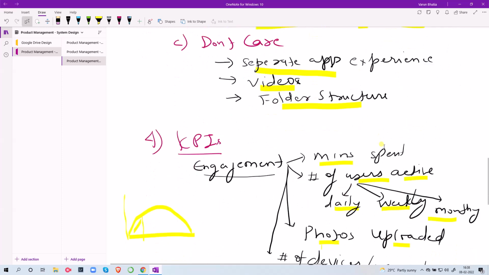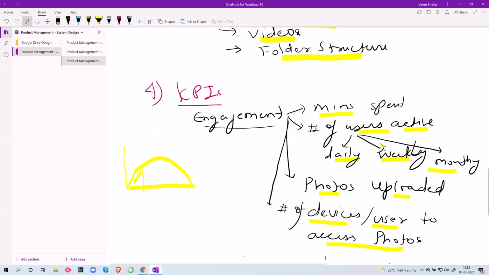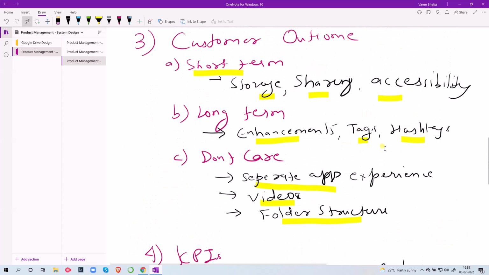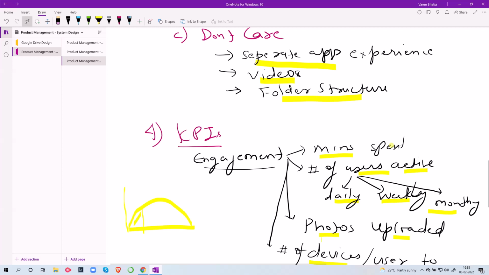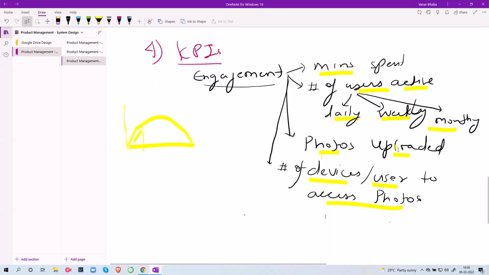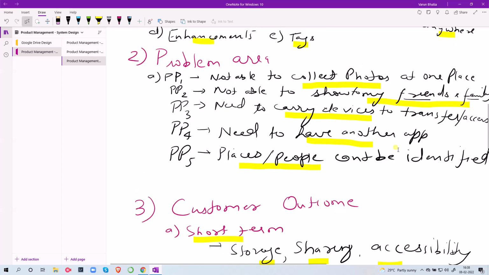So the whole point of KPIs, I think, is to tie these pain points to something that the business can actually measure. If I look at, for example, the problem area of not being able to collect photos in one place, which metrics would help me with this? I'll leave it for you. Please answer it in the comments below.